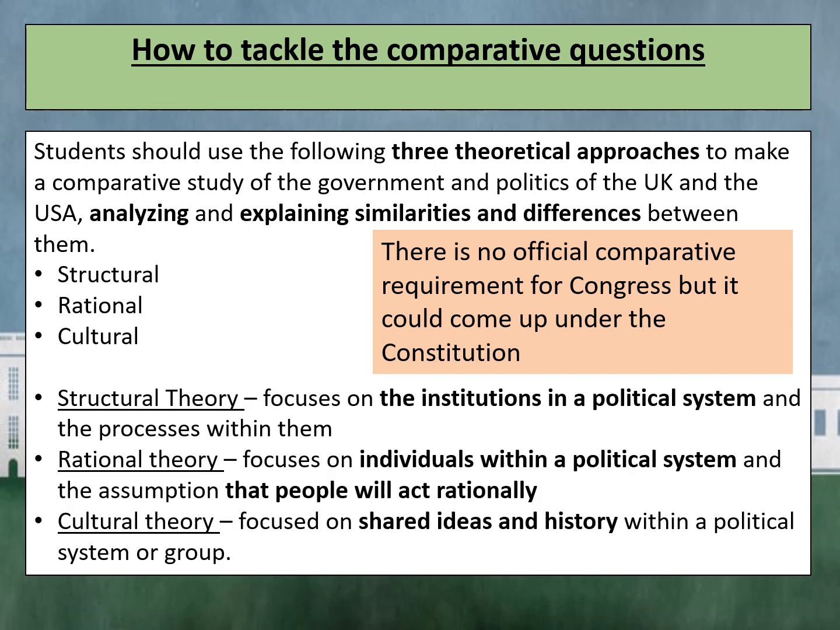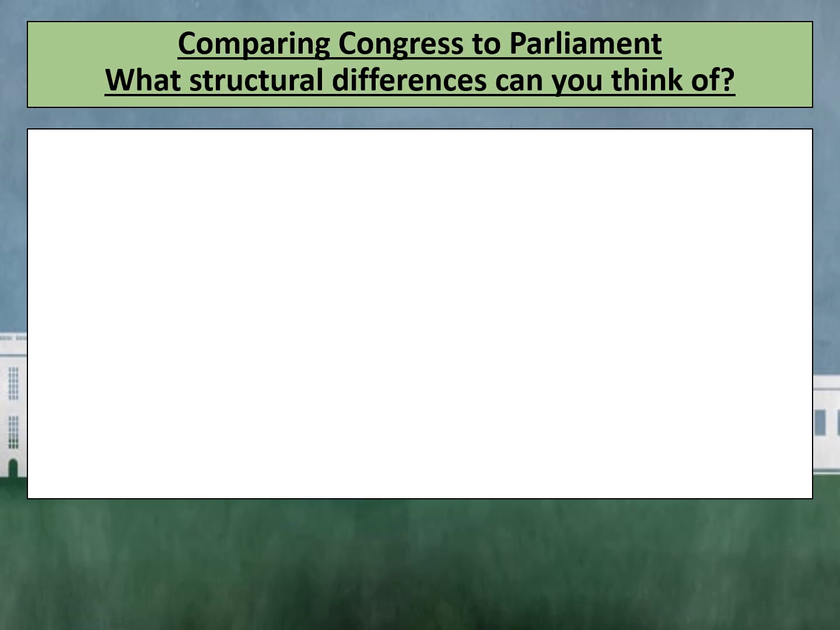Structural theory focuses on the institutions in a political system and the processes within them. Rational theory focuses on individuals within a political system and the assumption that people will act rationally. And cultural theory focuses on the shared ideas and history within a political system or group. There is no official comparative requirement for Congress, but it could come up under the Constitution.